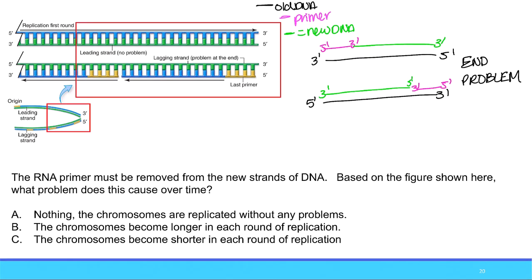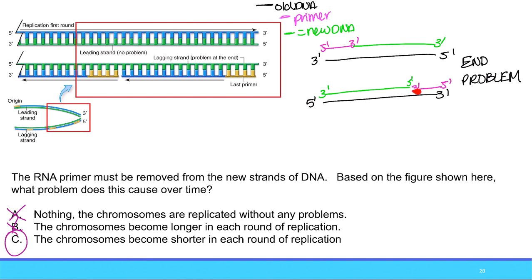So for eukaryotic chromosomes, they're linear. We have this end problem. So based on the figure, both the picture from the textbook on the left and the figure that we drew together on the right, we have a problem. We can cross off A, nothing, the chromosomes are replicated without any problems. Well, that's false. We just said we have something called the end problem. B, the chromosomes become longer. How can they become longer if we're not replicating a chunk of a chromosome? So that's false. So the answer is C. The chromosomes become shorter in each round of replication.